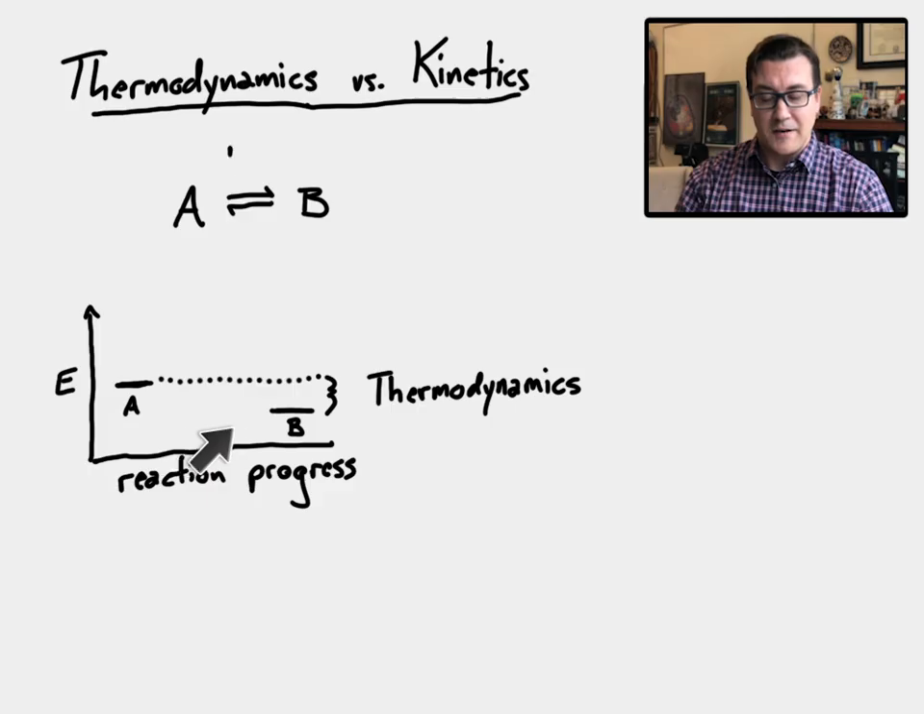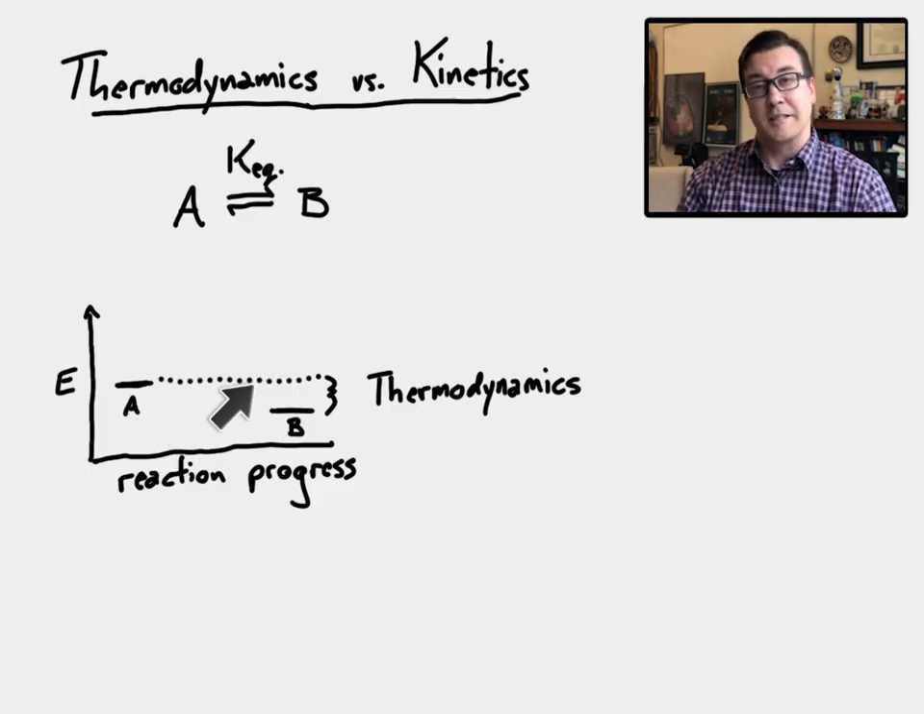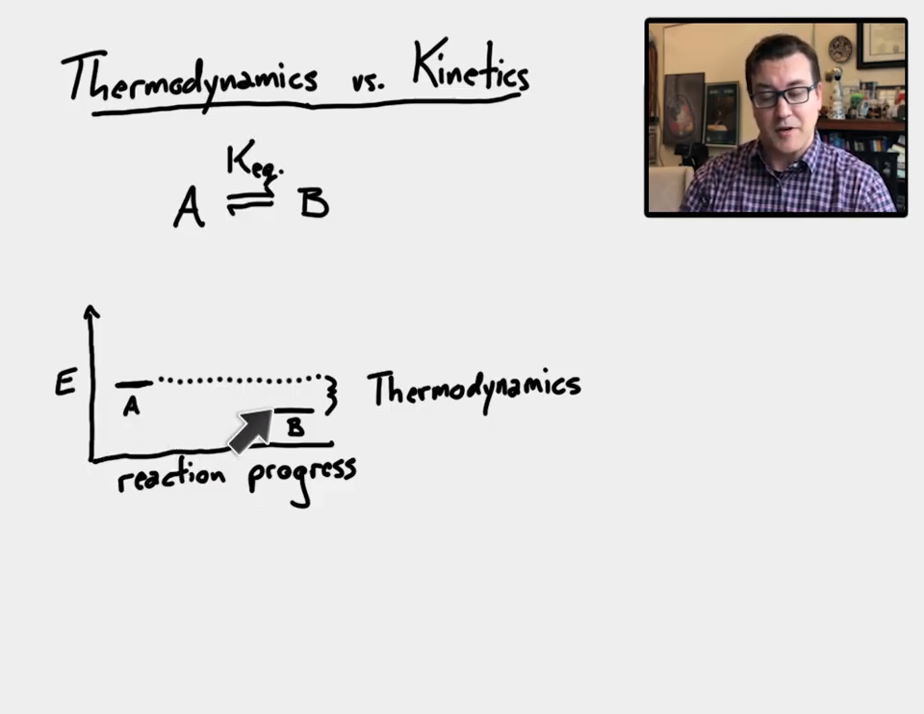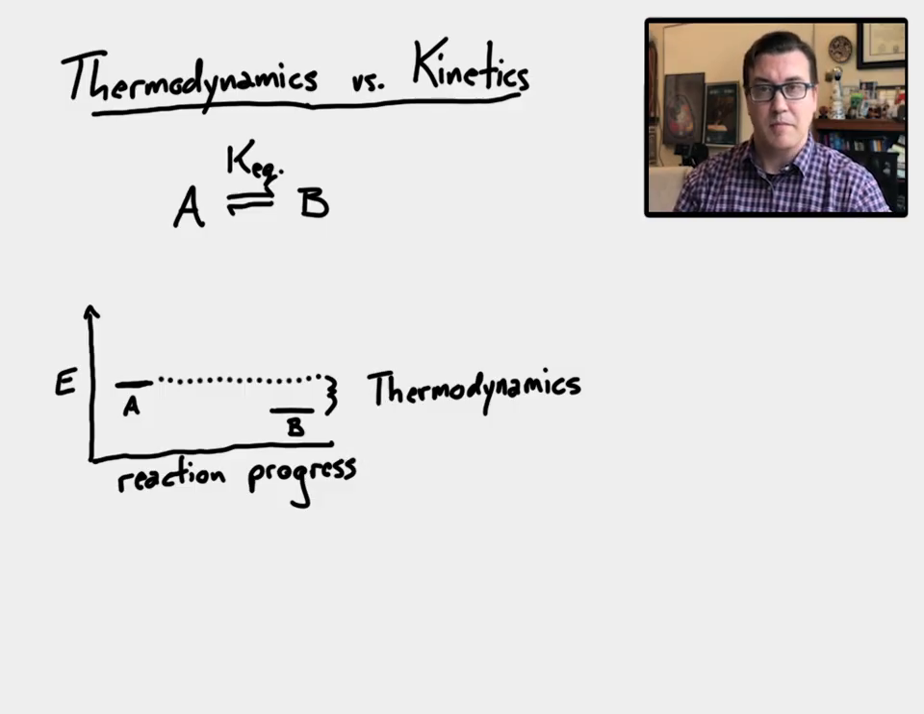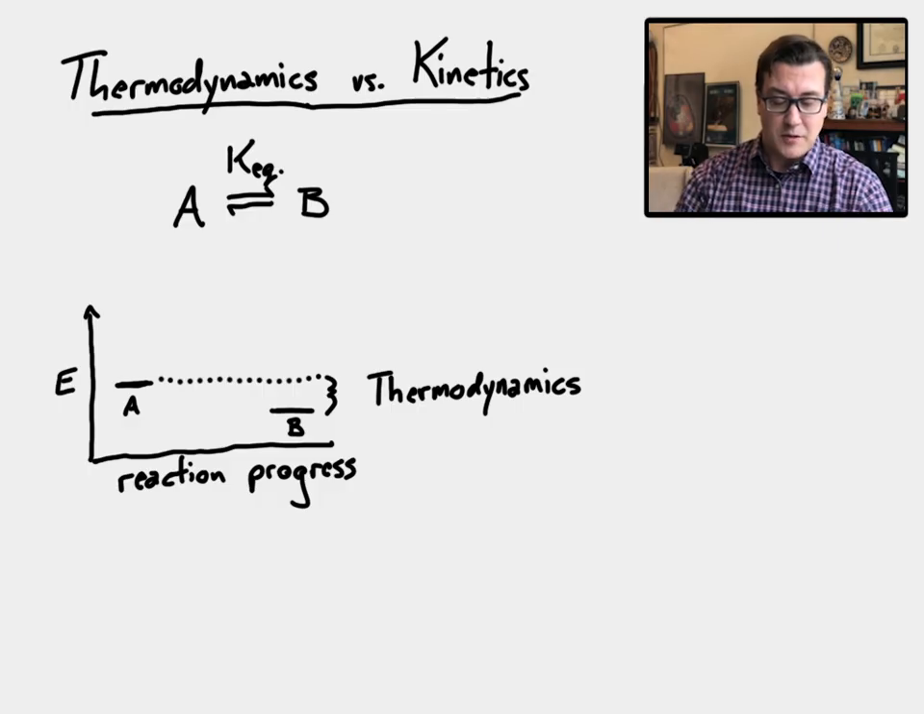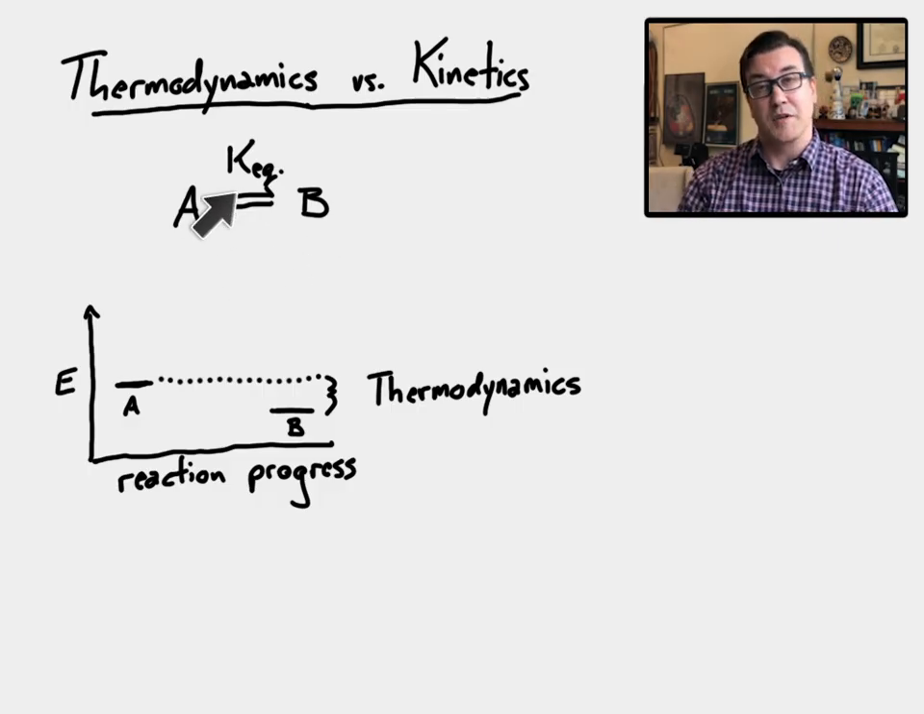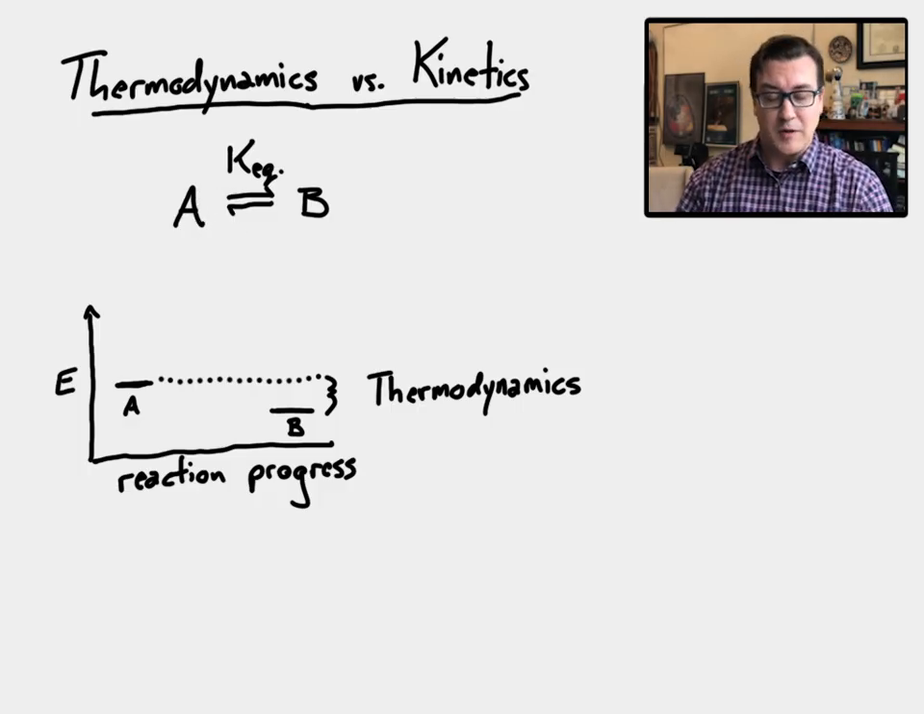So we call this energy difference, or when we're looking at this energy difference between the starting materials and products, this is a thermodynamic aspect of the chemical reaction that we're looking at. So we're looking at thermodynamics when we're looking at equilibrium. We often use, or we do always use, a capital K, the K equilibrium, or the equilibrium constant.